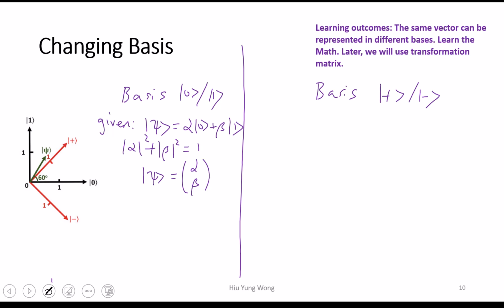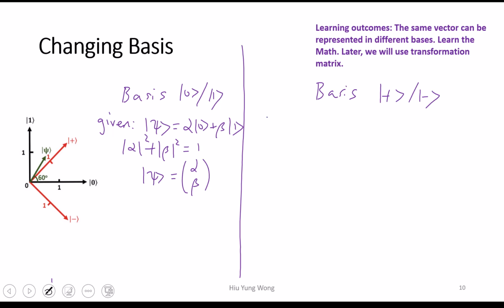Okay? But now I want to represent it in the plus minus basis. I don't want to say 0, 1. I want to say plus, minus, right? Just like here, I want to say psi in terms of plus and minus. So how do I do that?